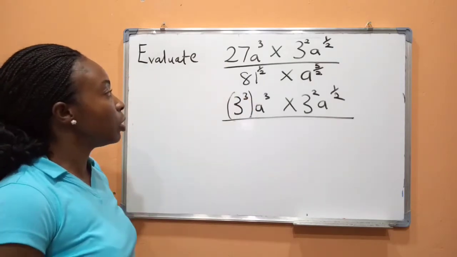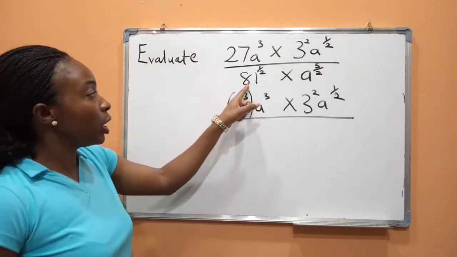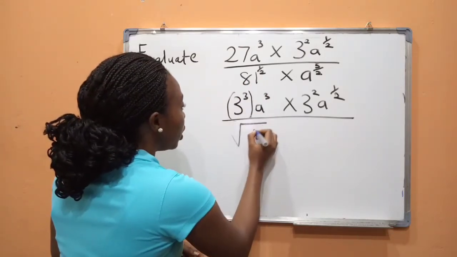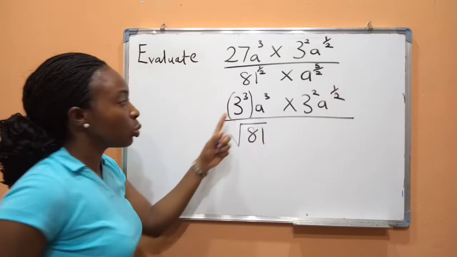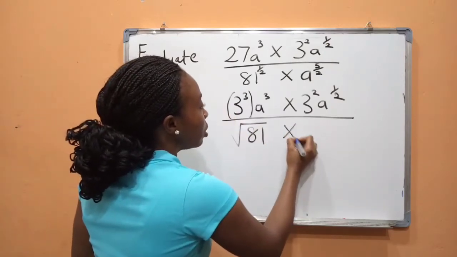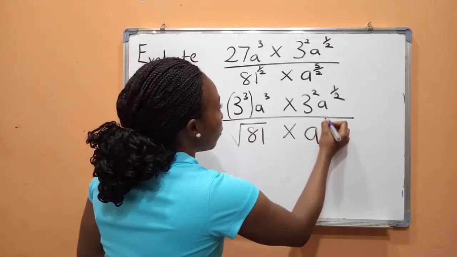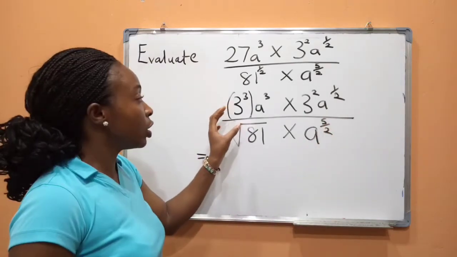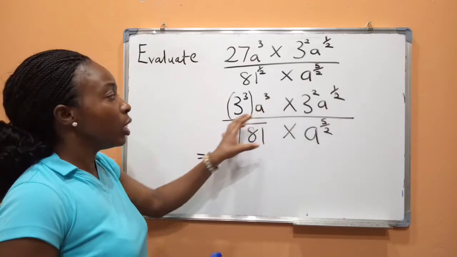How about the denominator? For the denominator, this 18 to the power of half also means what? The square root of 81, okay? It means the square root of 81 times a to the power of 5 over 2. Now the next thing we are going to do, by the numerator, let's collect like terms.